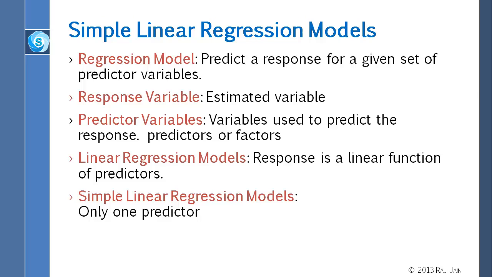So first of all, a regression model is one that predicts a response for a given set of predictor variables. So what is a predictor variable? What is a response variable? You have something that you want to predict. That is the response variable. That is what we call the response variable.